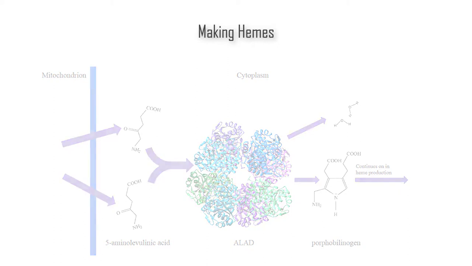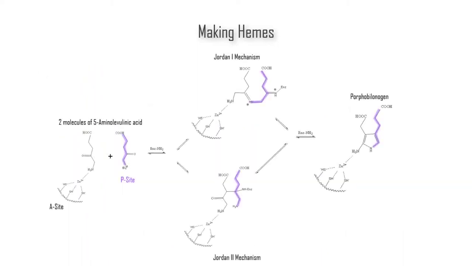There are 2 proposed mechanisms for this combination process. Both of these mechanisms involve an A and a P site. In the A site, zinc coordinates with the nitrogen on the N-terminus of ALA. The other ALA molecule coordinates at the P site. They are then combined to produce the PBG molecule. From here, PBG will go through a process which will further transform it into a heme.